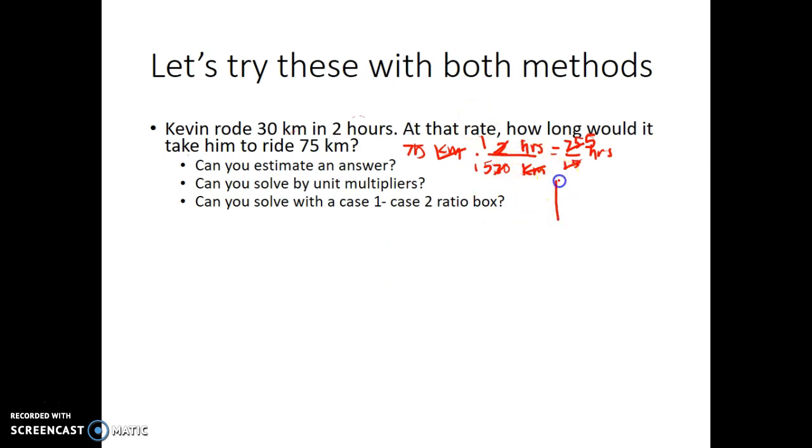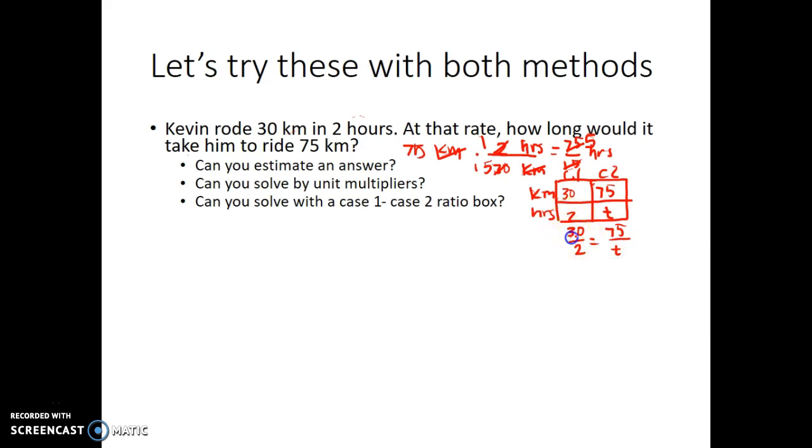If I want to solve with a ratio box, I can have my case 1, case 2, and I'm going to put my distance and my time. So in the first case, Kevin rode 30 kilometers in 2 hours. And in the second case, he rode 75 kilometers. And we don't know what this is. I'm going to put a T for time. I can write my proportion now. 30 over 2 is equal to 75 over T.